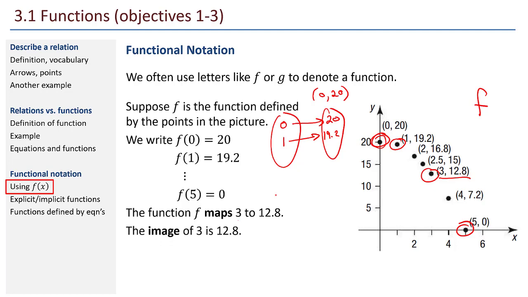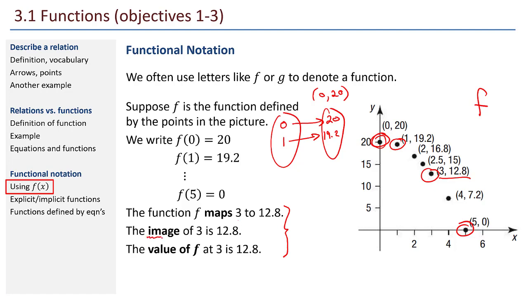Another word that we use often is the image. We say that the image of 3 is 12.8. It's sort of like the function starts off with a 3 and then turns it into something else, and it turns it into a 12.8. The image of 3 is 12.8. And probably most commonly, we just talk about the value of the function. We might say that the value of function f at 3 is 12.8. So get comfortable with this, because all three of these are used quite a bit, and we just use them interchangeably to mean pretty much the same thing.